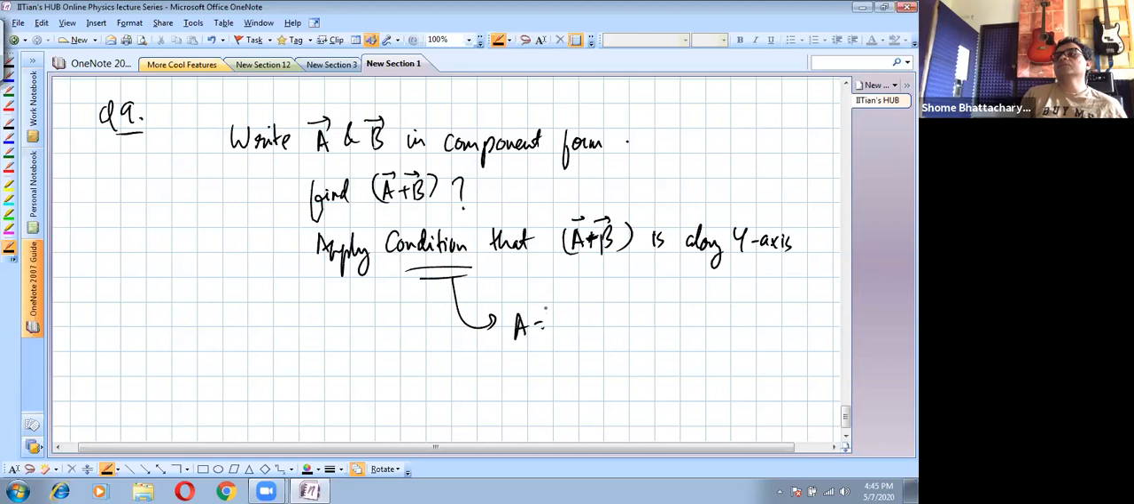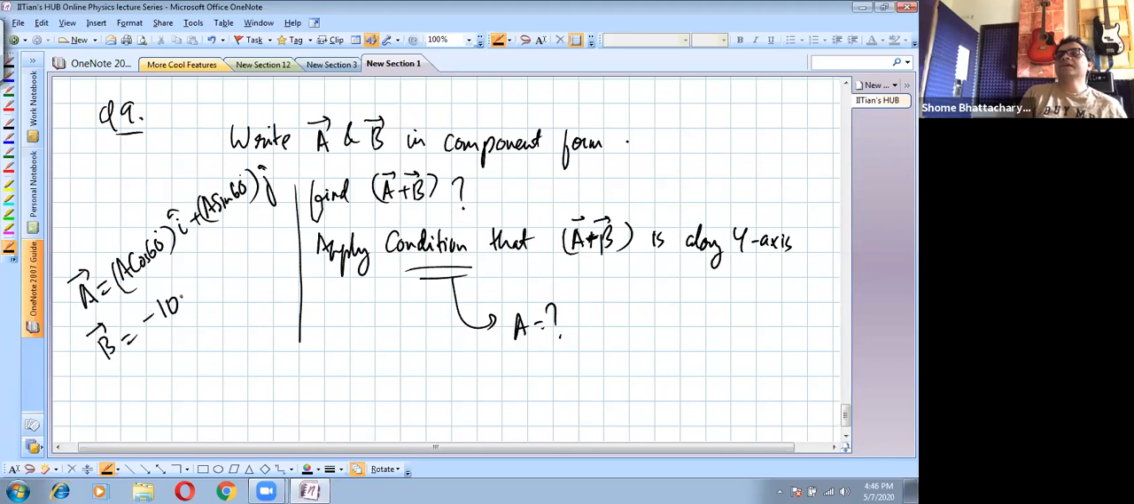You will get the magnitude of A. When you apply the first step, you see that A is a vector of some unknown magnitude, but making an angle of 60 degrees with the x-axis, so you can write it as A cos 60 i cap plus A sin 60 j cap. And B is directly shown as magnitude 10 but direction along negative x-axis. So once you got this, the next step is find out A plus B, add these two, and then apply the condition that it is along the y-axis. So you get the condition on A required. That is the way of solving this question.